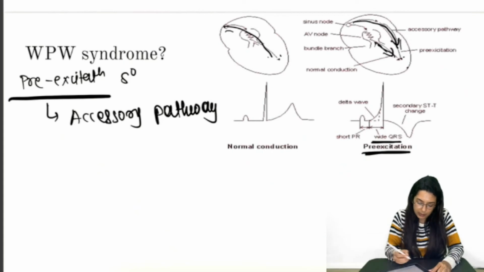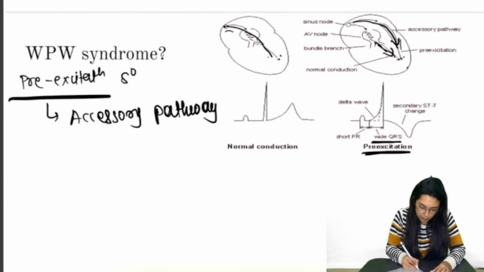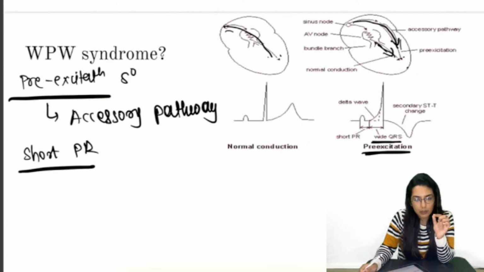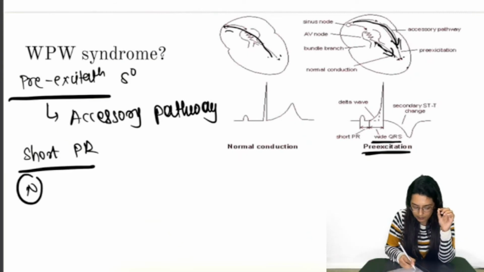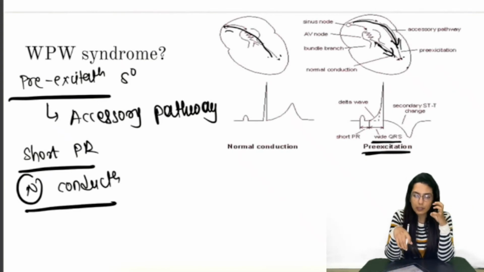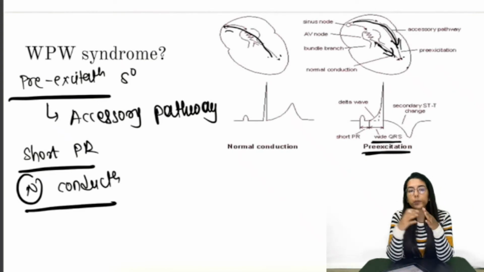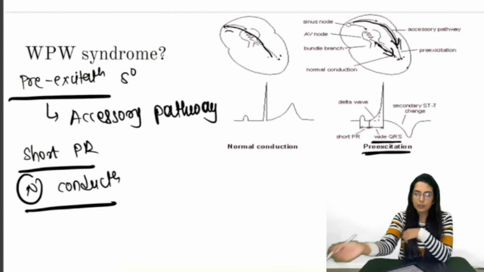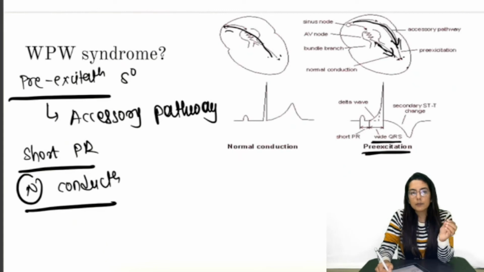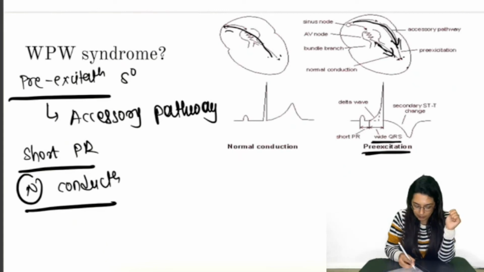So what do you see in WPW syndrome? There is short PR. Again, as I told you, there is an AV nodal delay in normal conduction. That is needed, as I told you in the previous video, for the atria to contract before the ventricle, to completely empty the atria. So whenever the impulse is not going through the AV node, there is no such delay. So the PR interval will decrease.